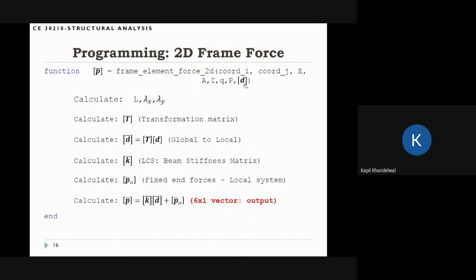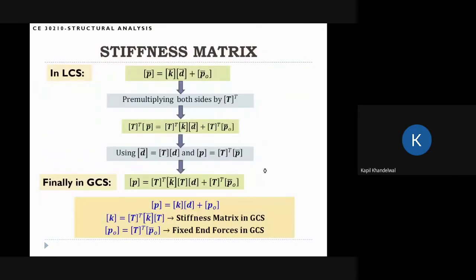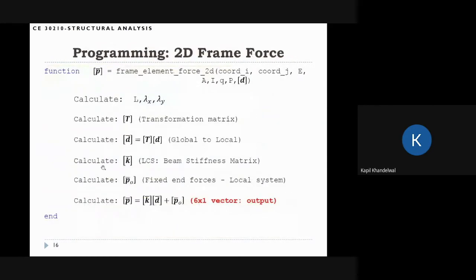And actually the input is the displacement in the global coordinate system. So we take this d and convert it to the displacement in the local coordinate system. So we can find d bar by doing this transformation, t times d, and this is nothing but this relationship. So we've already seen that. So d is given, we want to find d bar, so we can use this relationship to find d bar. And after we have the d bar, we can use this to find our forces p bar.